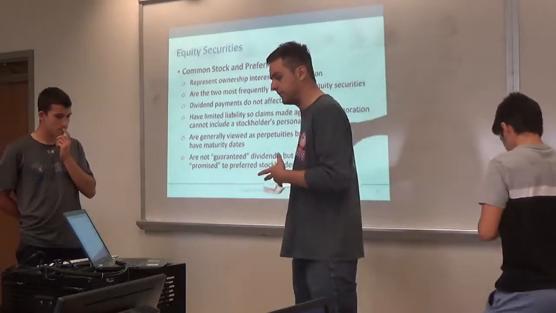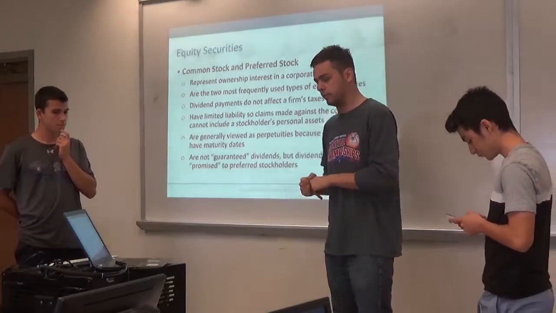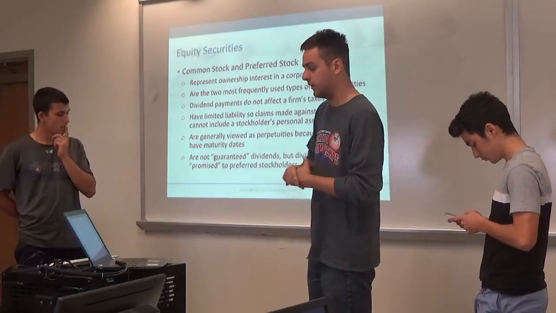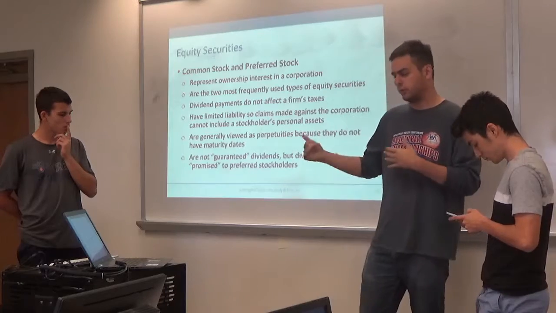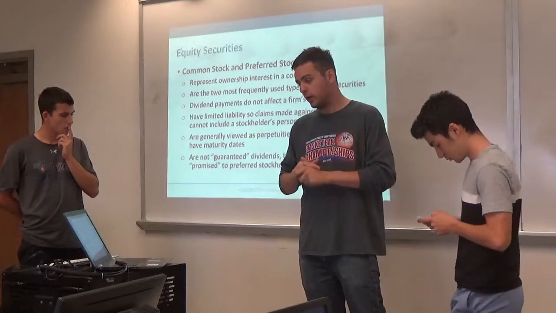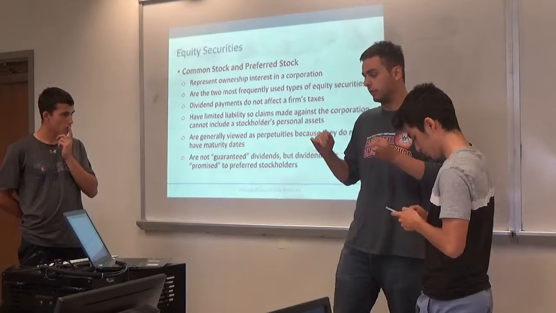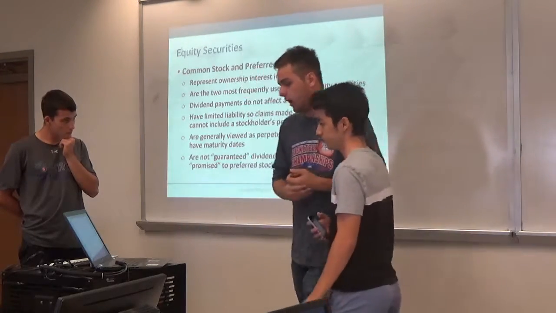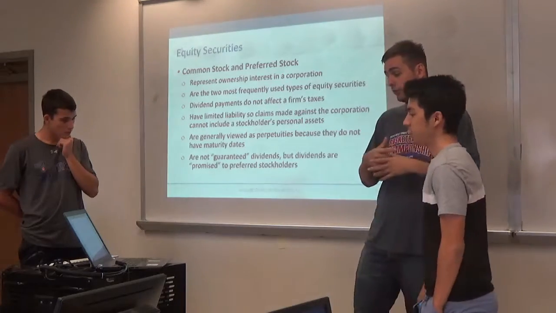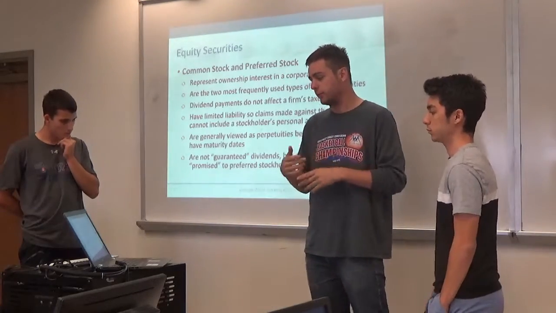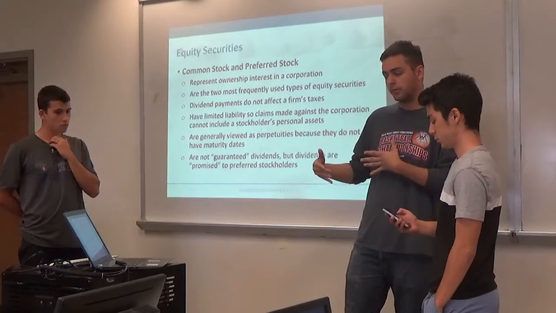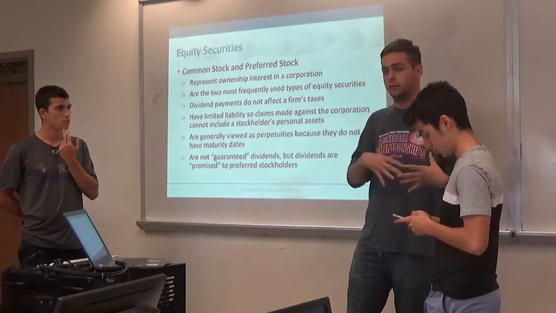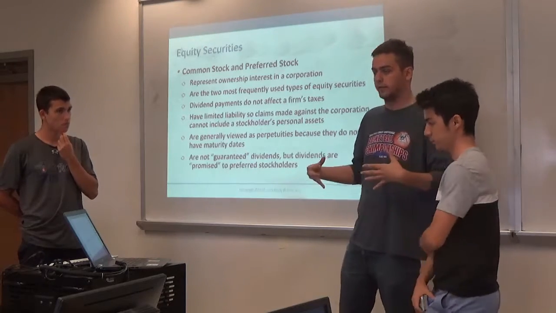So common stock and preferred stock represent how much ownership you have in a company. There are others, but these are the most frequent. The difference is that preferred stockholders are promised dividends, but common stockholders are not guaranteed like that. Right, so that's the main difference, the biggest difference.